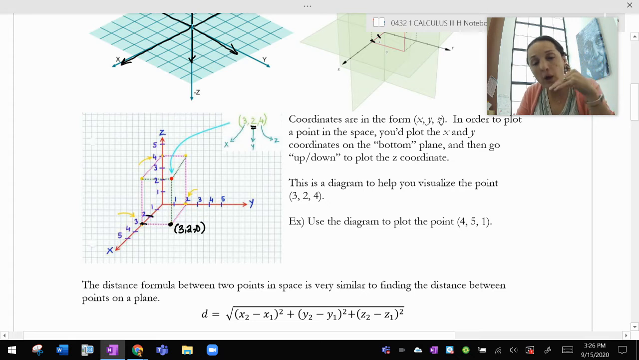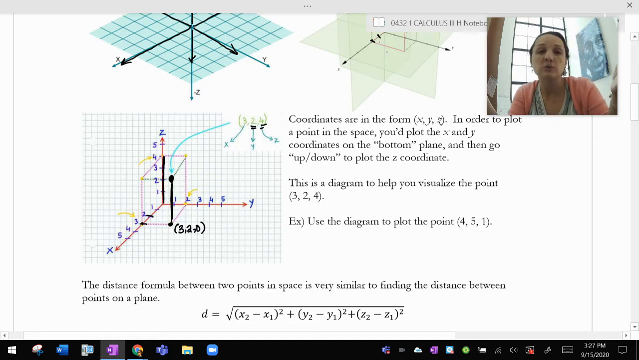3 on X, 2 on Y. I haven't moved up at all, so Z is 0. And this wants me to go up 4 units total. So 4 units up looks like this, and then you just copy it down there. And this is the point 3, 2, 4.